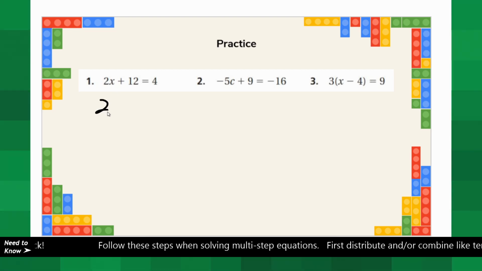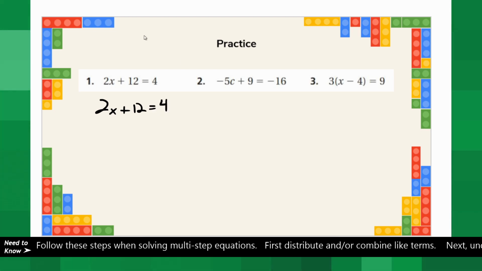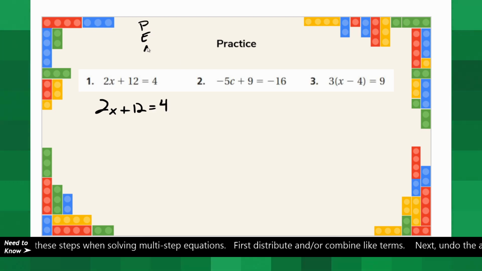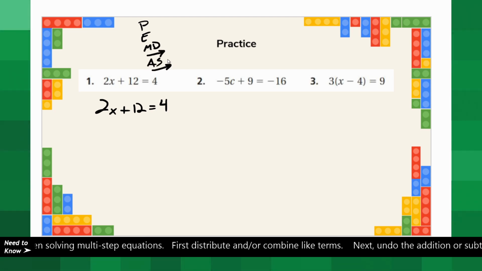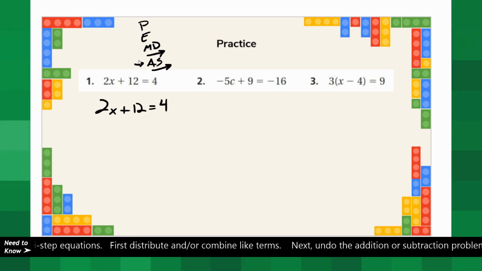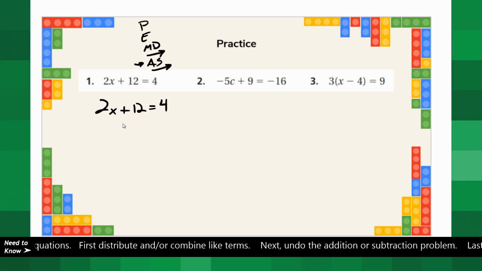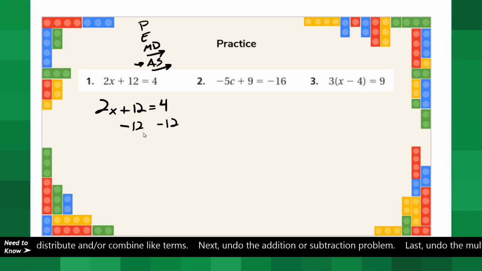So I have 2x plus 12 equals 4. So I'm going to do my order of operations backwards. So I have my PEMDAS, right? And I'm actually going to start at the bottom. So I want to look for any addition or subtraction problems to undo. Well, I have a plus 12, so I'm going to do the opposite. So I'm going to subtract 12 from the left, and I'm going to subtract 12 from the right.